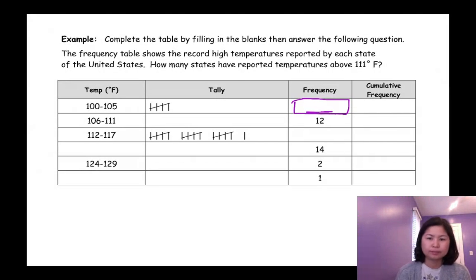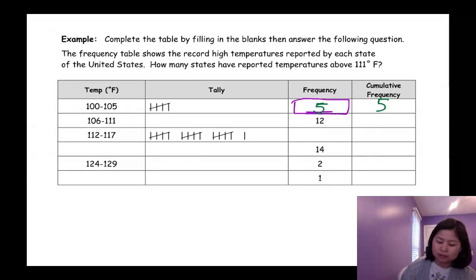5, okay. So we know this one is 5 because the tally is 5. So that's good. Thank you. 5. I can fill out the cumulative frequency right away, which is 5, because it's going to be the same. Now I'm going to fill in here.